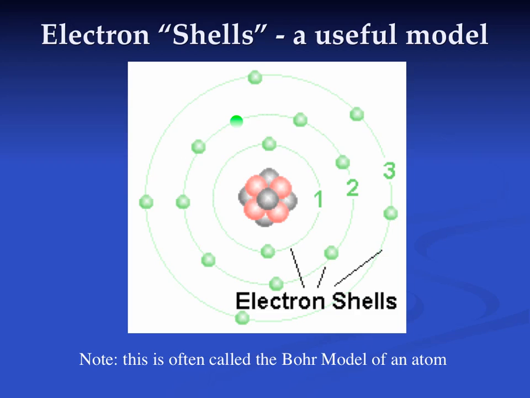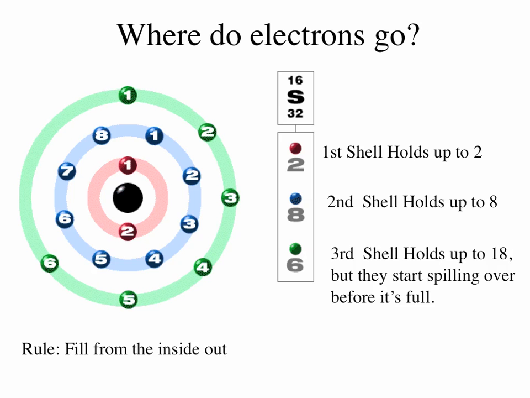Perhaps a more useful model to us is this model of electron shells. We picture the nucleus as being like the sun, and the electrons as being like the planets that orbit that sun. We think of those electrons as existing at different orbital levels, or different shells. And this is what we refer to as the Bohr model of the atom. Each shell can only hold a certain number of electrons. So where do those electrons go?